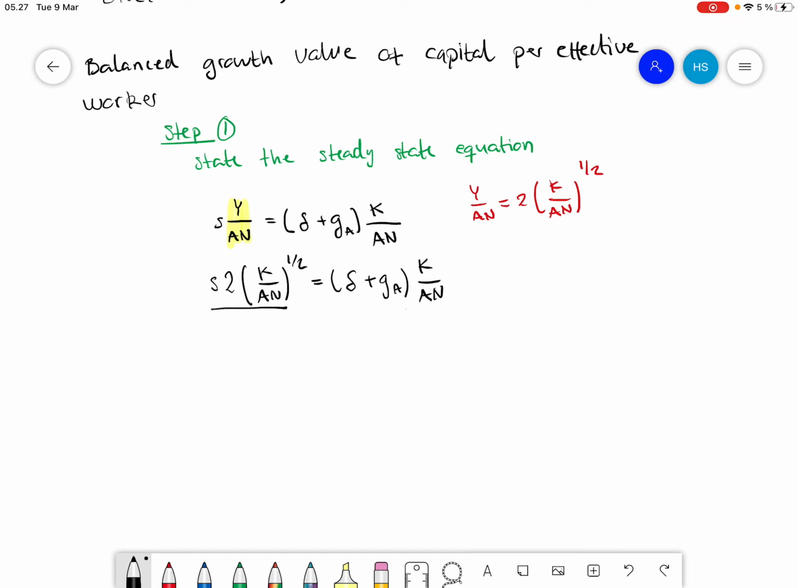Well, I divide by k over an to the power of 1/2 on both the left and right hand side. And I divide by delta plus GA on both the left and right hand side.